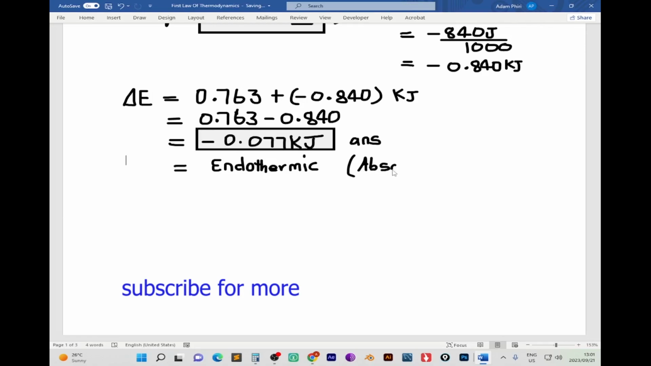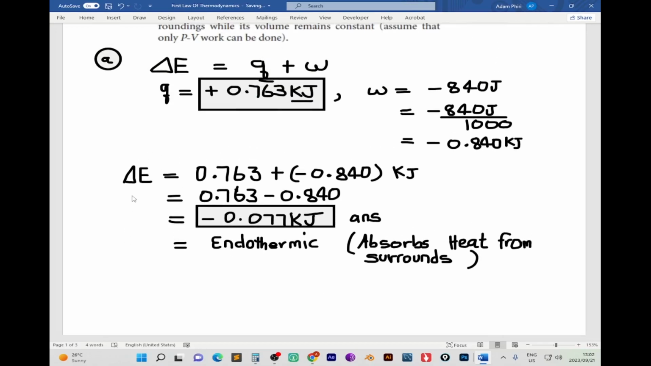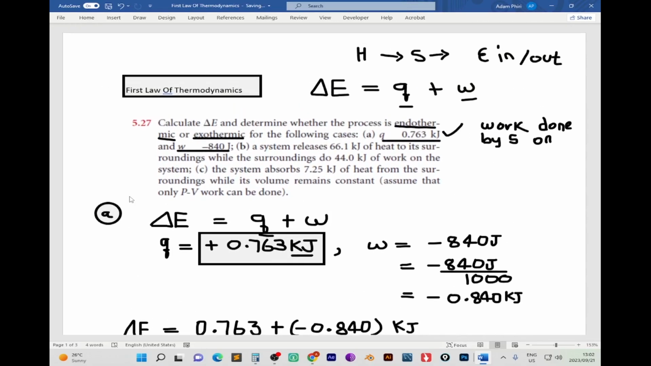Endothermic also means that the system managed to absorb heat or energy from outside of the system. The outside of the system is the surrounding. Anything else that is not part of our study is not what we are accounting for.